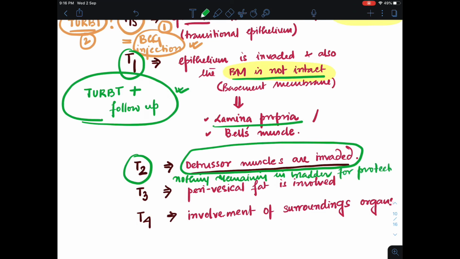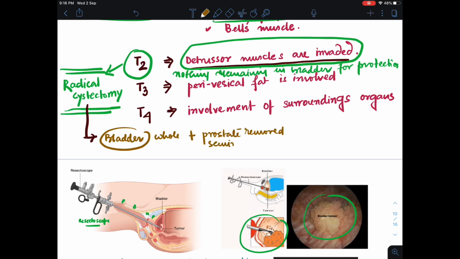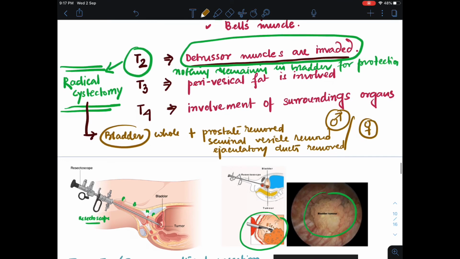So we do a radical cystectomy. And by radical cystectomy, we mean not only removal of the bladder, but the whole bladder is removed, plus the prostate removed, seminal vesicles removed, ejaculatory ducts removed in males, and similarly the female counterparts, plus there is a pelvic lymph node dissection done.